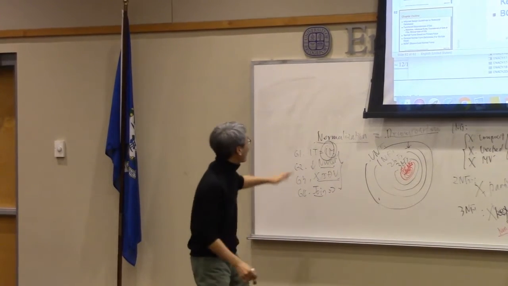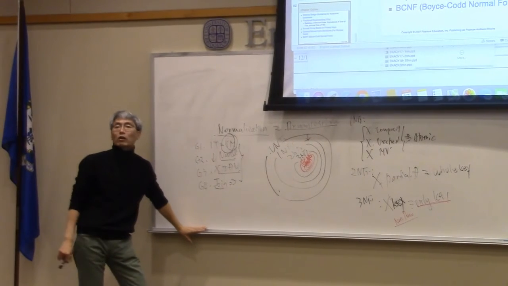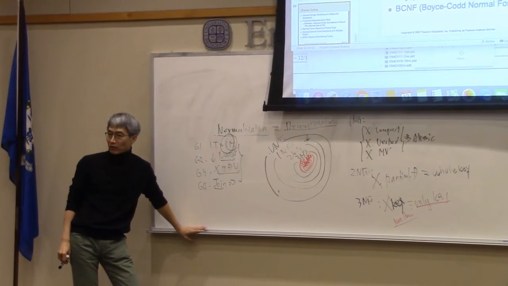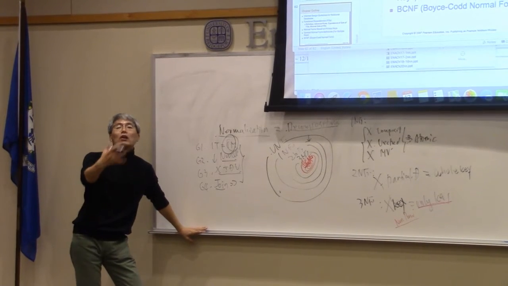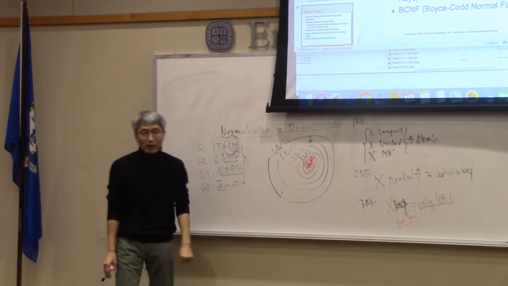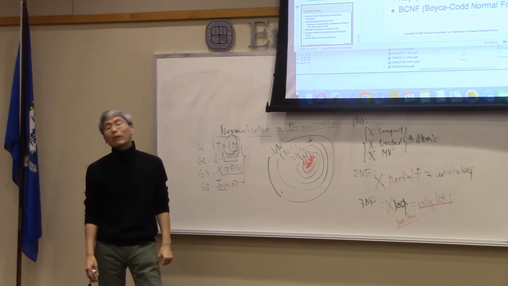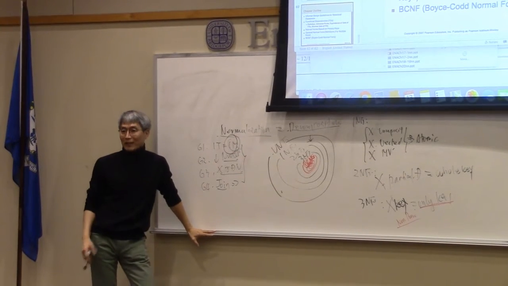So you can apply the normalization process to make sure whether you have redundancy, using functional dependency. So that's the general way we use the normalization process. But sometimes you can use the normalization process for your database design.